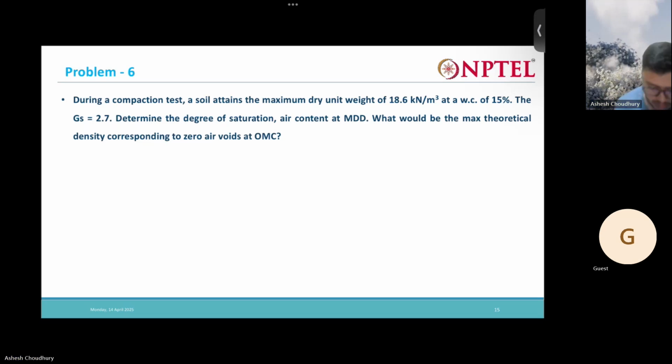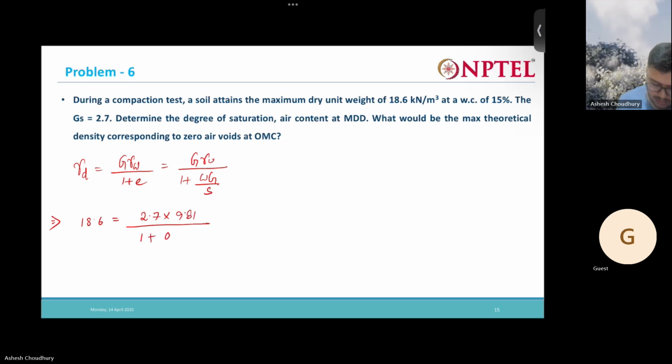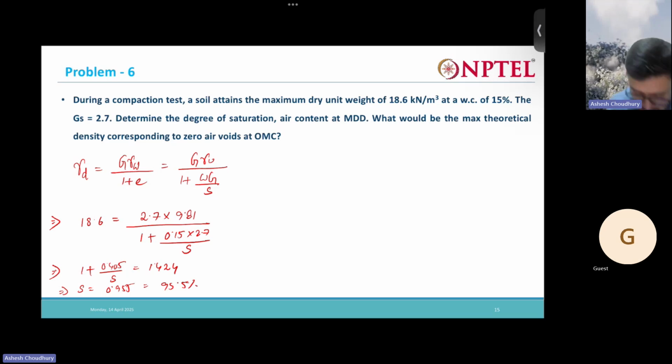So let us recall. So gamma d is 18.6, and dividing by S, we can get about 95.5%.